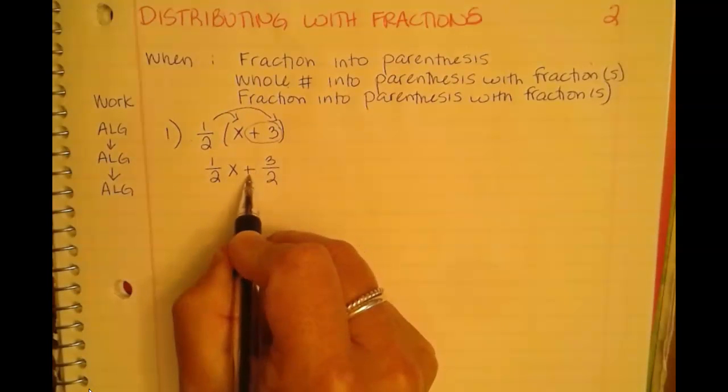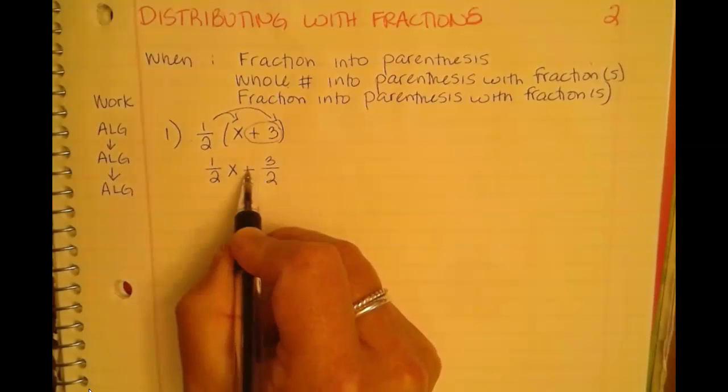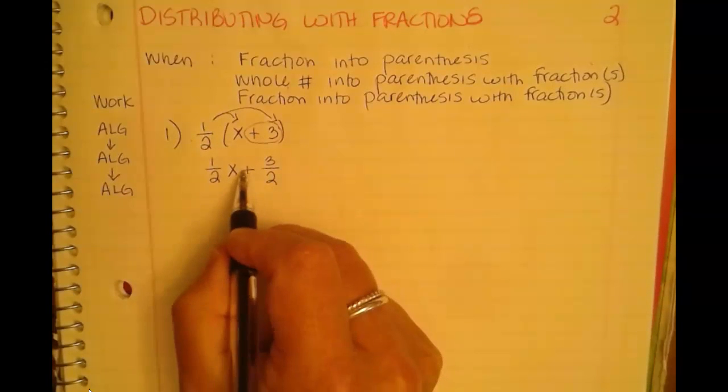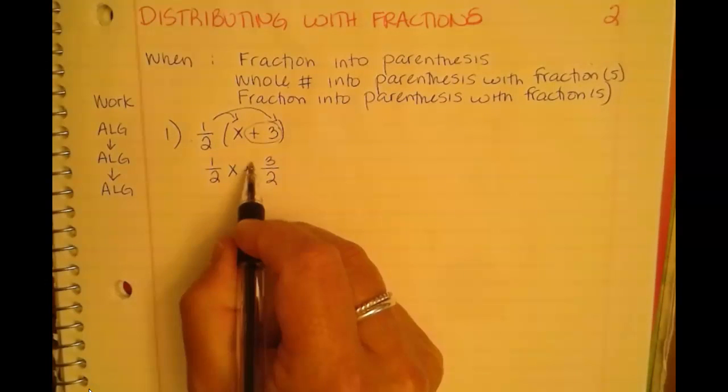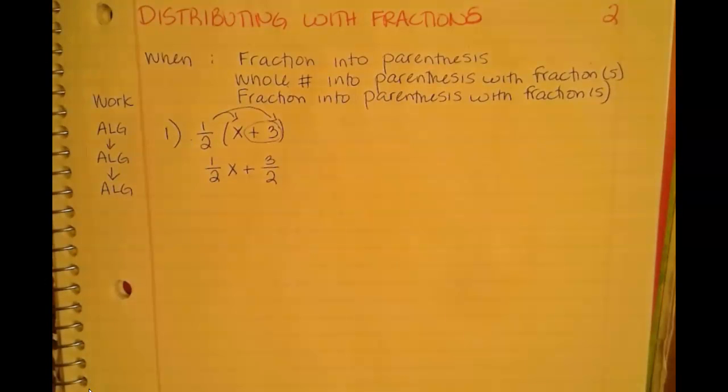Okay, the plus here comes from positive times positive is positive. So we don't just bring this symbol down, we consider what this symbol will be based on what kind of signs are being multiplied, right? So that's another consideration when you're distributing that we all need to make sure everybody is on the same page with, okay? So this is a fraction into your parentheses. Let's do another one.